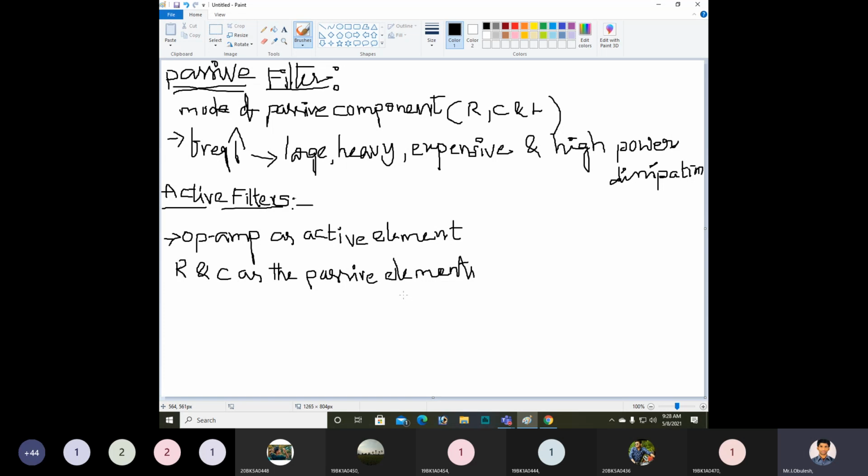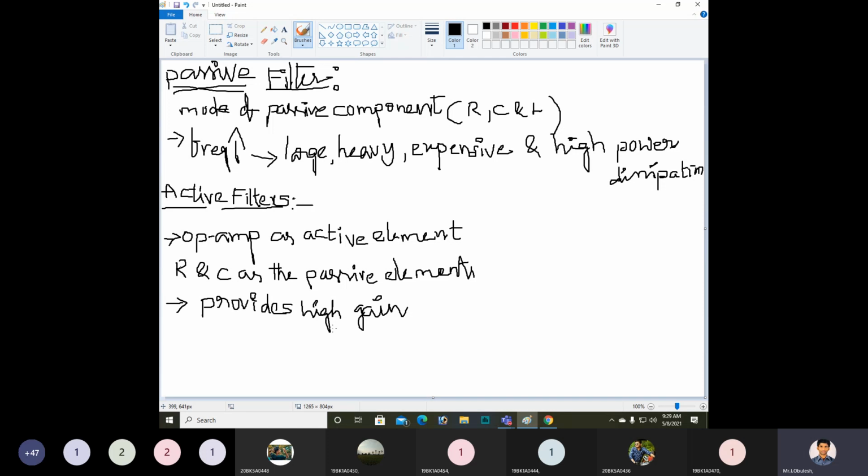Okay, so the active filters provide high gain.